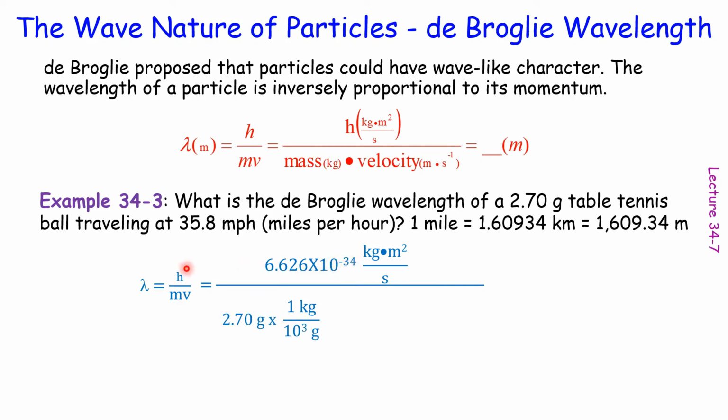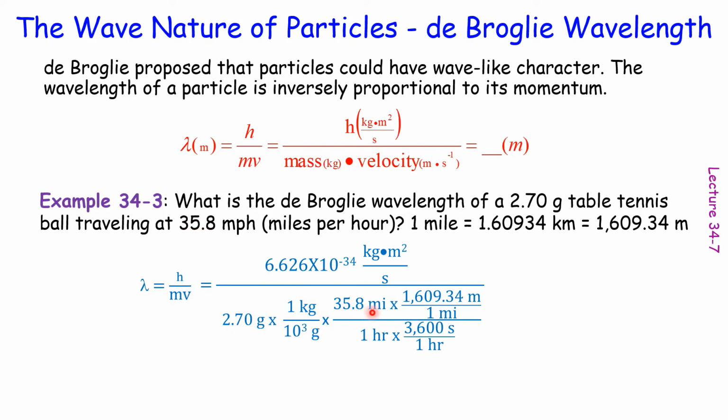m is mass. As you can see, in the Planck constant here, we have kilograms, but in this question, gram is the unit for mass. So therefore, we need to convert 2.7 grams to kilograms. That's m. And now v is the velocity, 35.8 miles per hour. Let's work on the numerator of the velocity first.